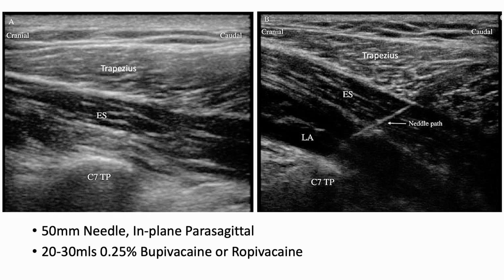When the ultrasound probe is placed parasagittally, the structures that are identified are superficially the trapezius muscle, and deep to it is the erector spinae muscle, and deeper to it lies the C6 or C7 transverse process. The needle is passed in plane to contact the transverse process, and an injection of local anesthetic is made below the erector spinae muscle.